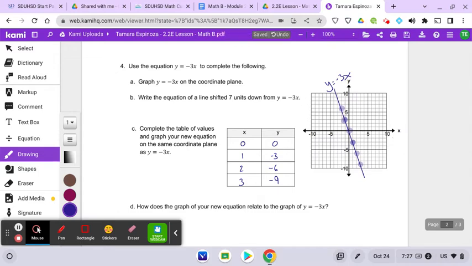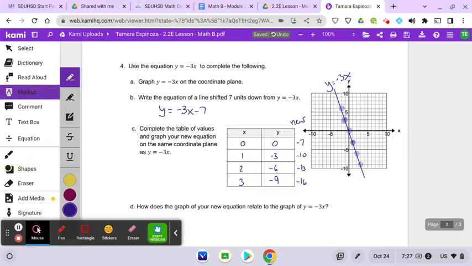Okay, now we want to shift 7 units down. So at the end of our equation, we're going to be subtracting instead of adding. New line, we're dropping it by 7: -7, -10, -13, -16. So our y-intercept is at -7, same slope, down 3, right 1. Or up 3, left 1.